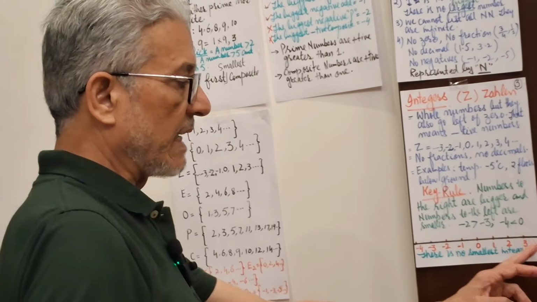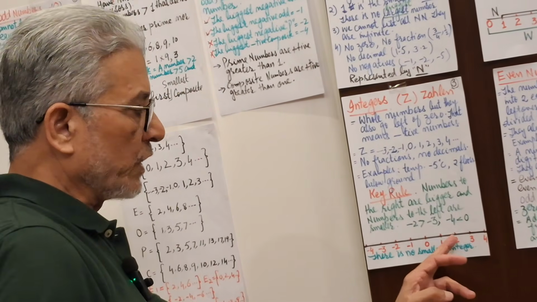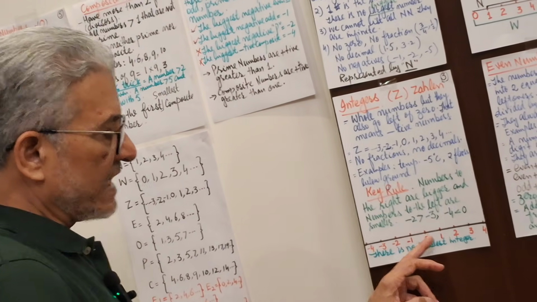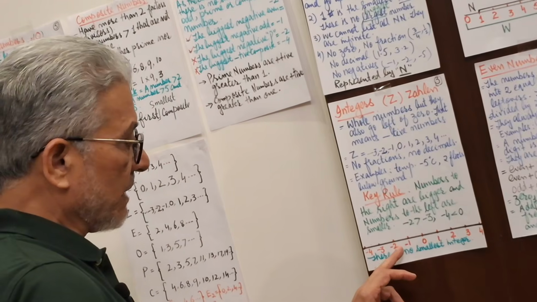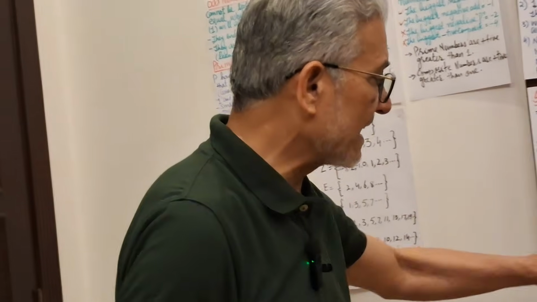I mean, 4 is smaller than 3, 3 is smaller than 4, 2 is smaller than 3, 1 is smaller than 2, 0 is smaller than 1, -1 is smaller than 0, -2 is smaller than -1, -3 is smaller than -2, and -4 is smaller than -3. So there is no smallest integer. There is no smallest integer.